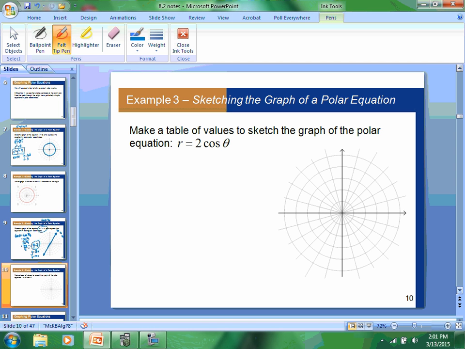But let's do example 3 now. This is our last one, and we're going to talk about how we can just graph this in the polar system without having to convert it into the rectangular system. Now, our first example, we just had r equals a number. Now we have r equals 2 cosine theta. So this is a little bit more advanced, but we can still make a table of values and graph. And I'll show you how to do this in your calculator as well in a moment.